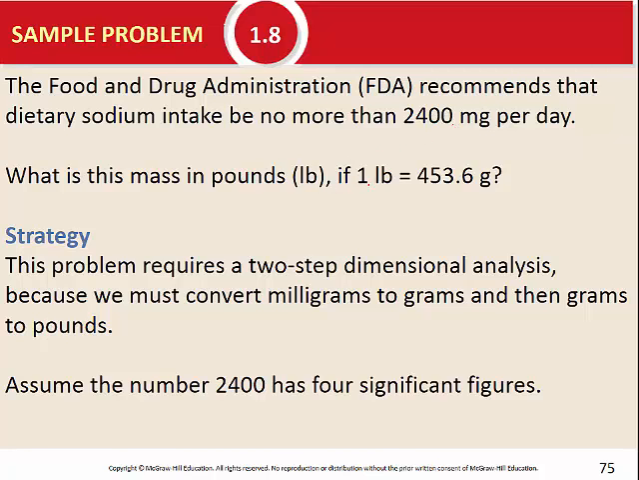So we have pounds to grams, but we're starting with milligrams. So we don't have a direct conversion from milligrams to pounds, but we do have a conversion from milligrams to grams. Milli means 1,000th, or there are 1,000 milligrams in every 1 gram. So there's my first conversion factor. So starting off with 2,400, I can use the first conversion factor to get to grams, and then I can use my second conversion factor, 1 pound is equal to 453.6 grams, to get to pounds.